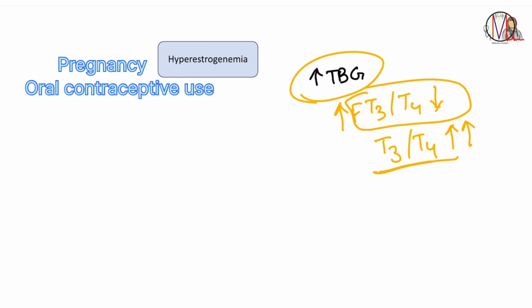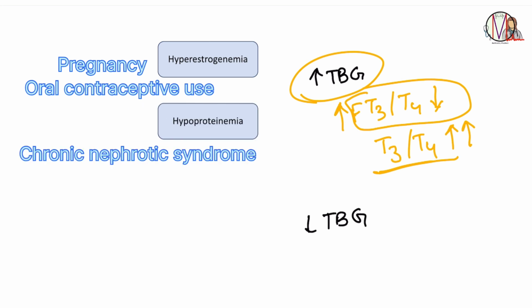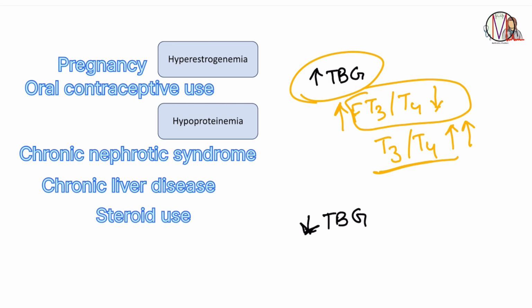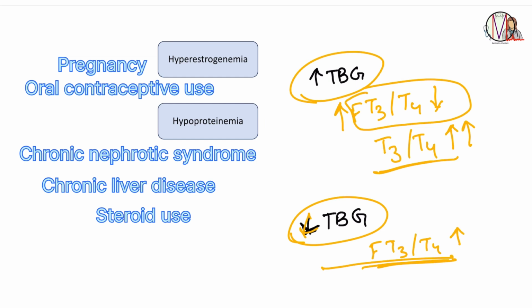But if there is decreased TBG synthesis, it's called hypoproteinemia, which is seen during chronic nephrotic syndrome, chronic liver disease, and in steroid use. In this, due to decreased TBG, the levels of free T3, T4 increase in serum. And the thyroid gland will think, there is a lot of T3, T4 right now, so we don't need to make extra T3, T4 or to make more T3, T4. Therefore, the thyroid hormone synthesis will decrease.